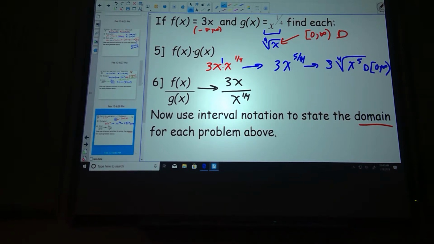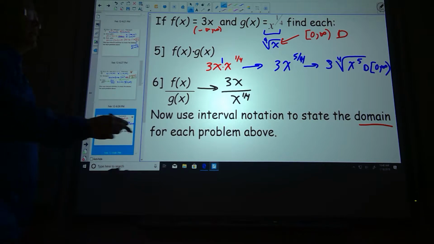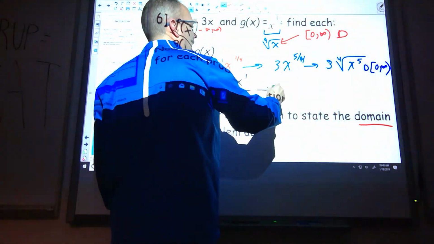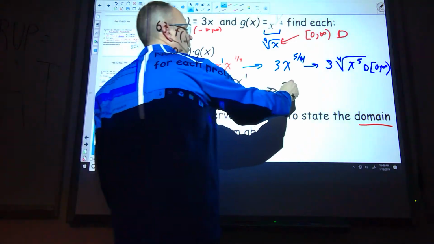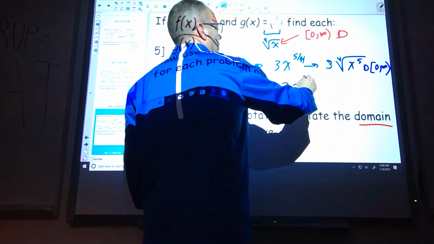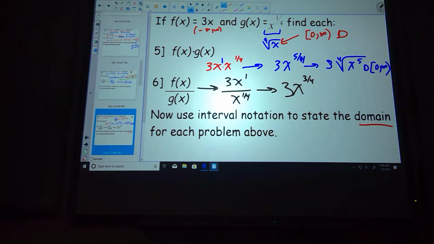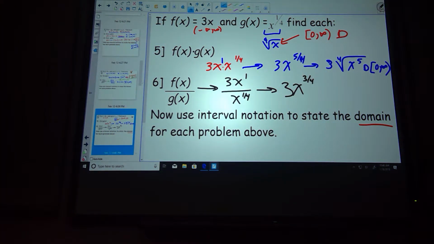Would tug of war happen? Yes, it's the same base. That's 4/4, right? Tug of war, top wins by 3/4. Okay, so that's still the 4th root of x. Agreed? Okay, you have to be really careful on this problem.